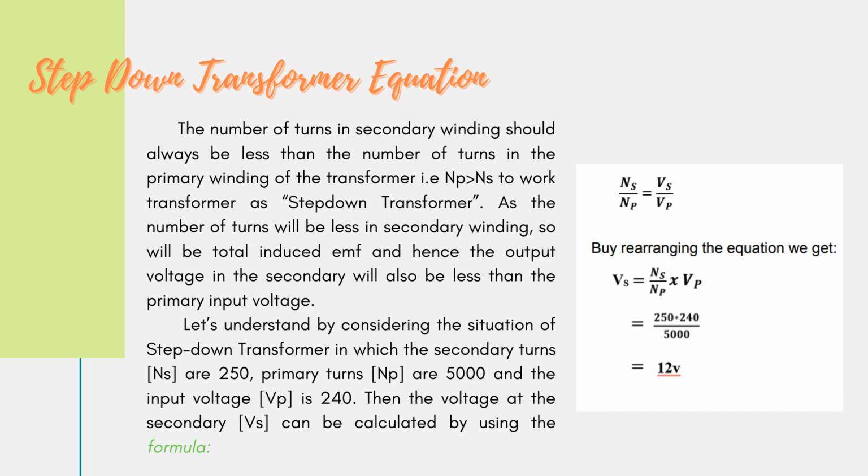Let's understand by considering a step-down transformer in which the secondary turns, Ns, are 250, primary turns, Np, are 5000 and the input voltage, Vp, is 240. Then the voltage at the secondary, Vs, can be calculated by using the formula.